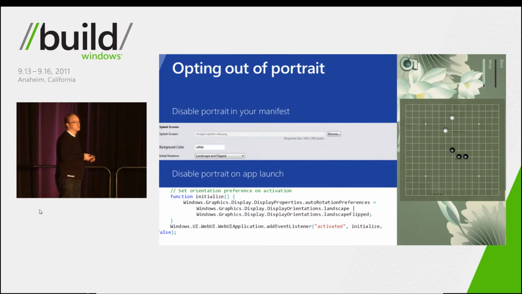As David mentioned as part of the user experience section, there's also a means of opting out of portrait. We only recommend this for game-type applications where it really makes sense to take full advantage of that additional width in widescreen. To get into that mode, it's very simple. You just specify it in your manifest and add a few lines of JavaScript to indicate to the system that you want to opt out.